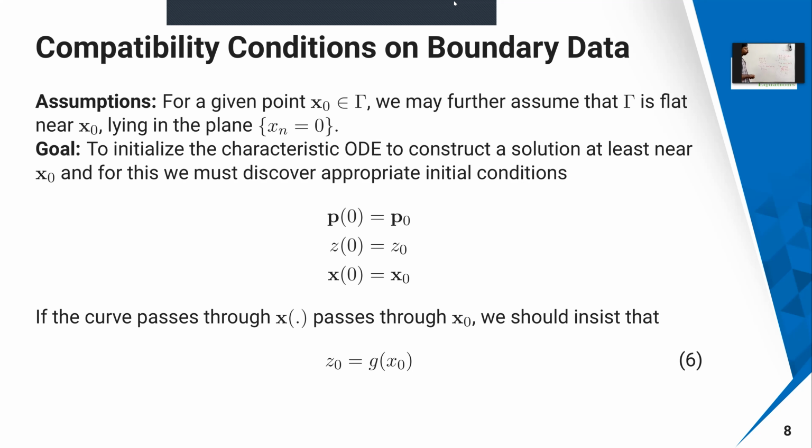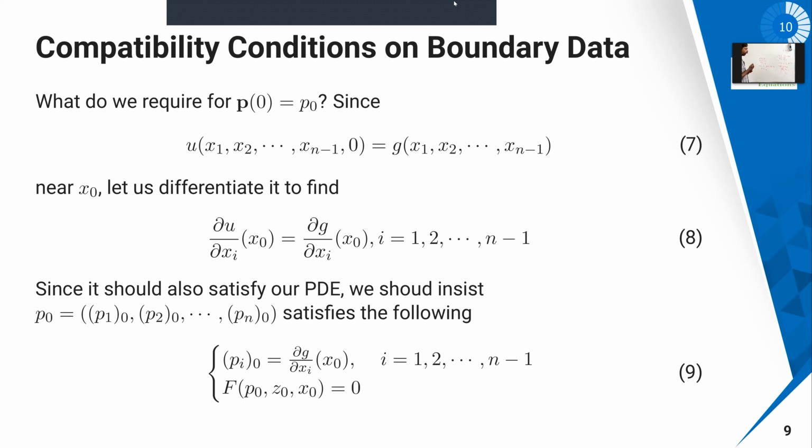Then what I'm going to do is use this compatibility condition to solve the problem. So what do we require for p of 0 equal to p naught? That we have to check. Since I have chosen my x naught in such a way that the boundary is flattened near it, it is lying in the plane. Therefore, this xn is going to be 0.